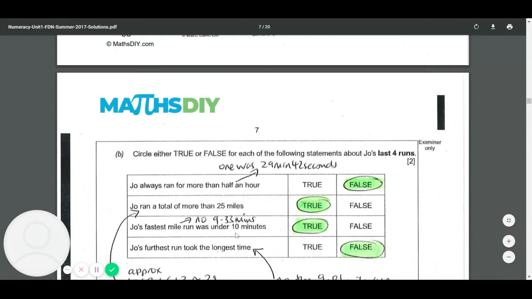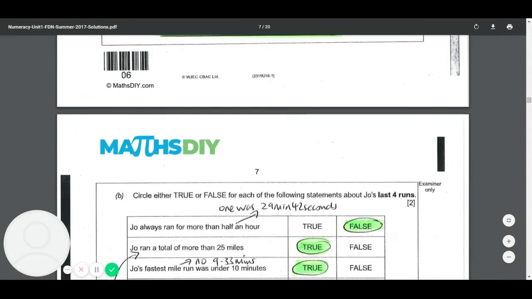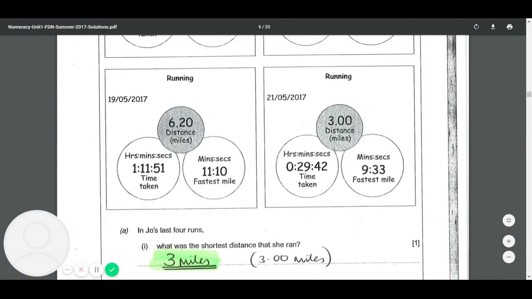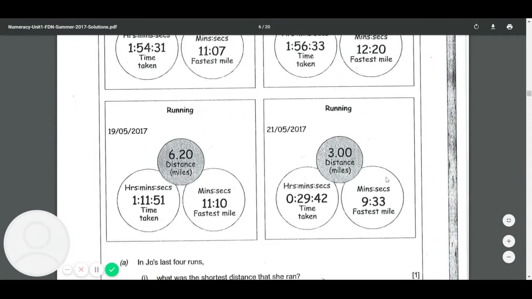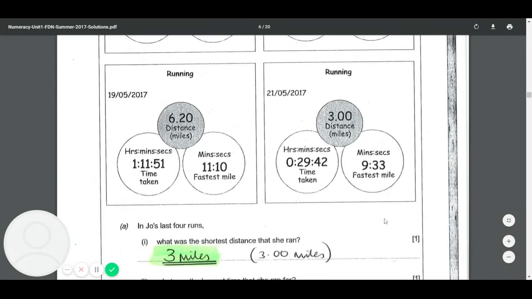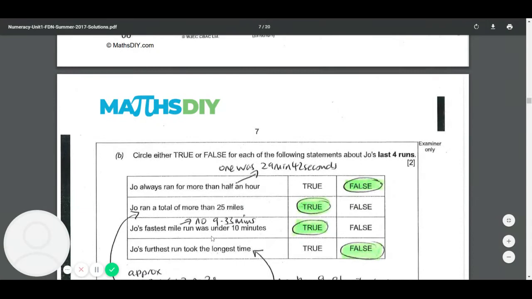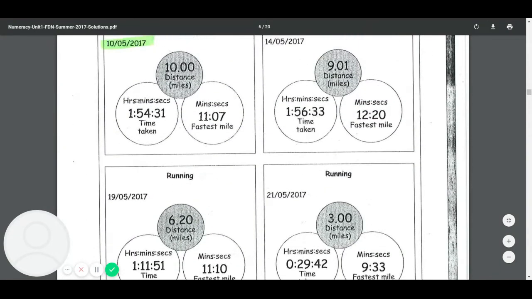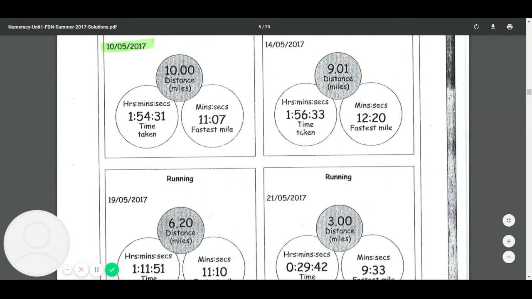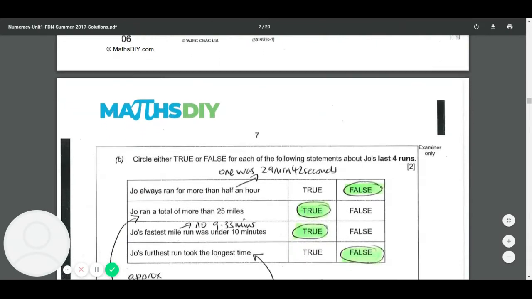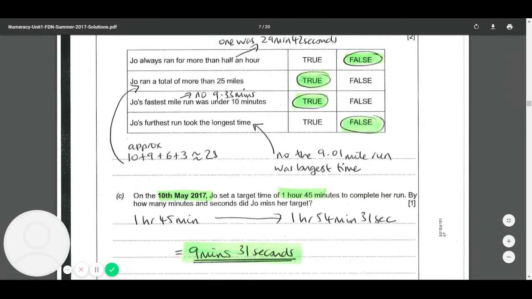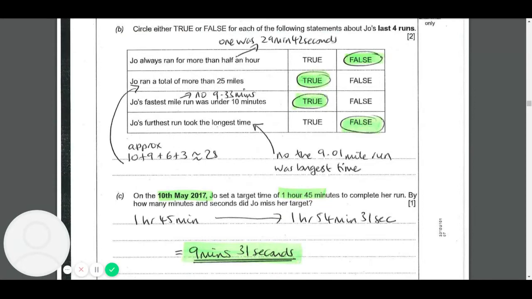Her fastest mile was under 10 minutes. So fastest mile, here you go, 9:33. So that one is true. It was under 10 minutes. Joe's furthest run took the longest time. So let's have a look. Furthest run was 10 miles, but it was slightly less time than this run of 9.01 miles. So that was false there. So just looking at the data, true, false, and you don't need to show any working for that one, but it's good to understand why rather than just guessing.